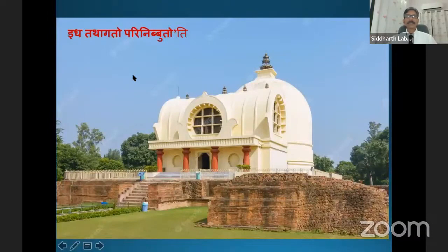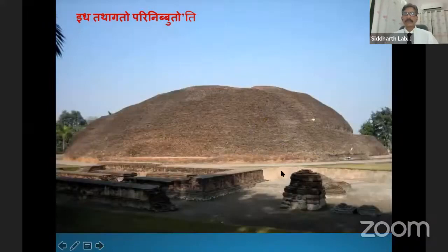And of course, the last is idang Tathagato parinibbuto. Here the Tathagata took Parinibbana. The passing away of any Arhat is called Parinibbana, and when the Buddha passes away, it is called Mahaparinibbana. There are two places here. Here he passed away, and then his body was cremated at another place, just two kilometers away. This is called the Ramabhar Stupa. I suggest that everyone go there and meditate.